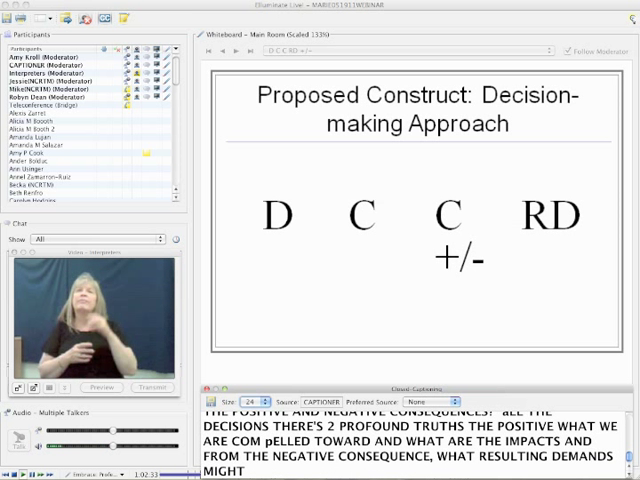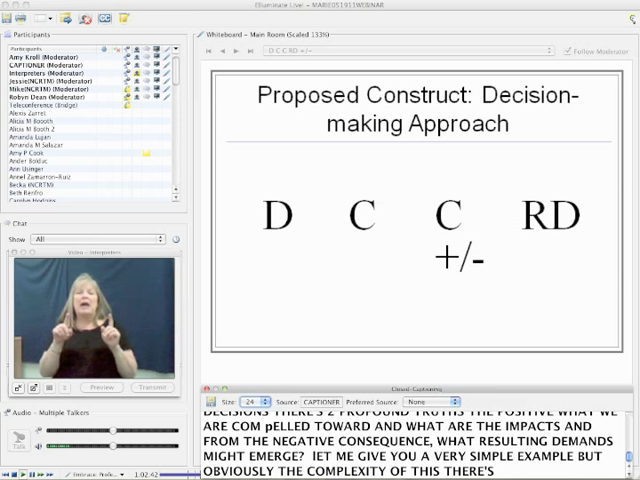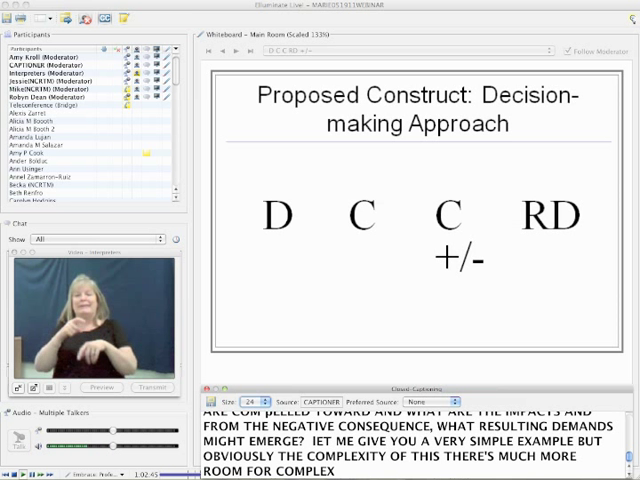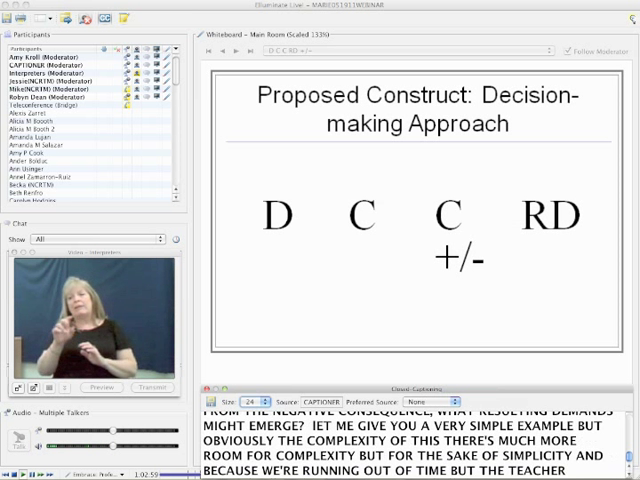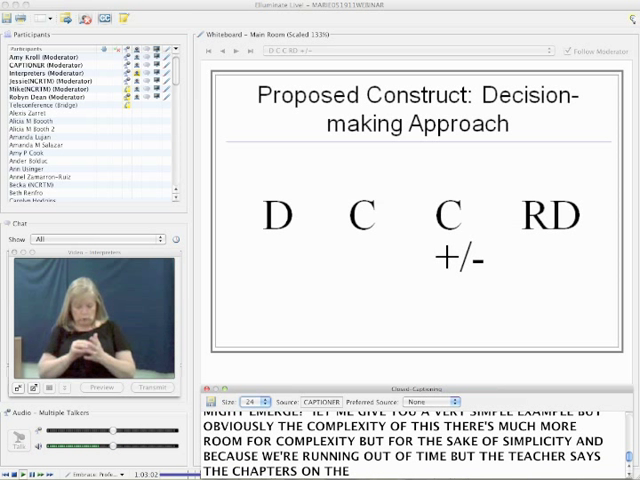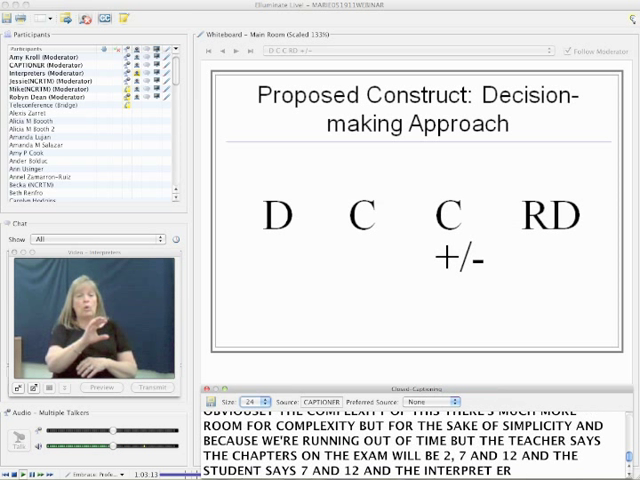Let me give you an example, very simple example, but obviously there is much more room for complexity. But for the sake of simplicity and because we're running out of time, I want to just convey a simple example where the deaf student is looking down in a classroom when the teacher says, the chapters on the exam will be 2, 7, 10, and 12. And the deaf student looks up only in time to see 7 and 12 because the interpreter was waiting for him to look up and she forgot what the first chapter was. So the control decision is to turn to the teacher and say, I'm sorry, what were the chapters again?